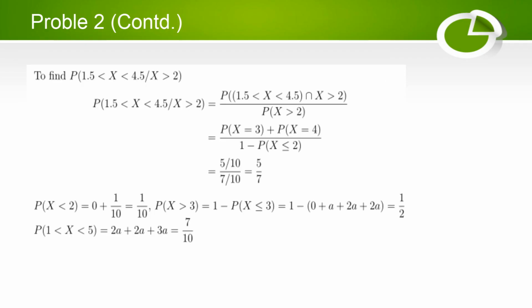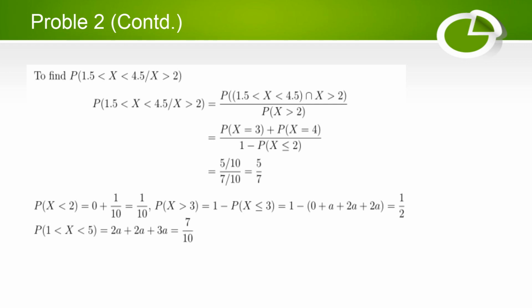To find p of 1.5 less than x less than 4.5 given that x greater than 2: this equals p of 1.5 less than x less than 4.5 intersection x greater than 2, divided by p of x greater than 2, equals p of x equals 3 plus p of x equals 4, divided by 1 minus p of x less than or equal to 2, equals 5 by 10 divided by 7 by 10, equals 5 by 7. P of x less than 2 equals 0 plus 1 by 10, equals 1 by 10.